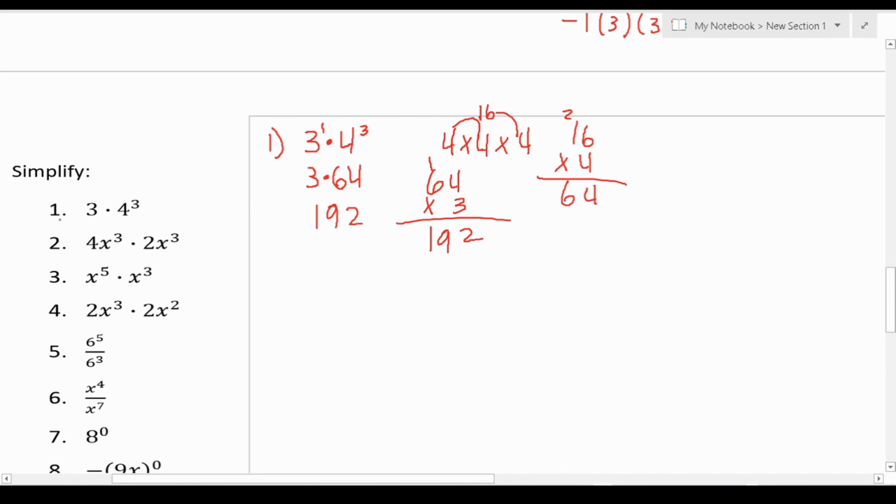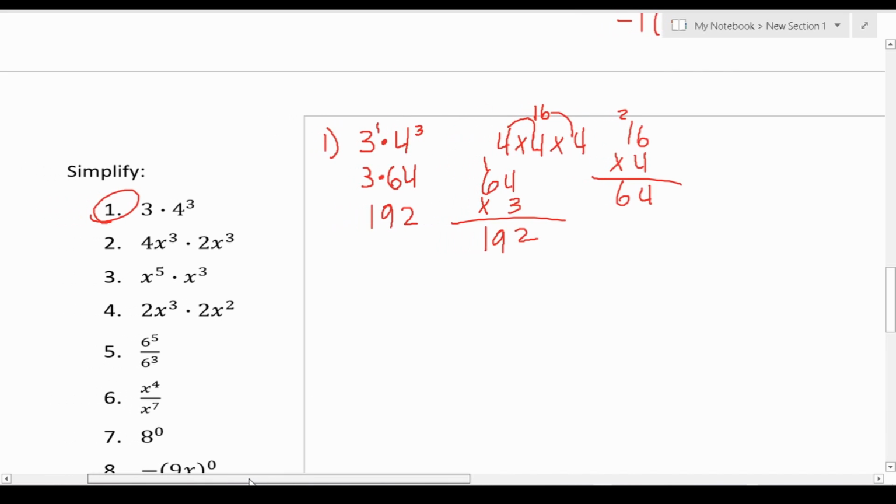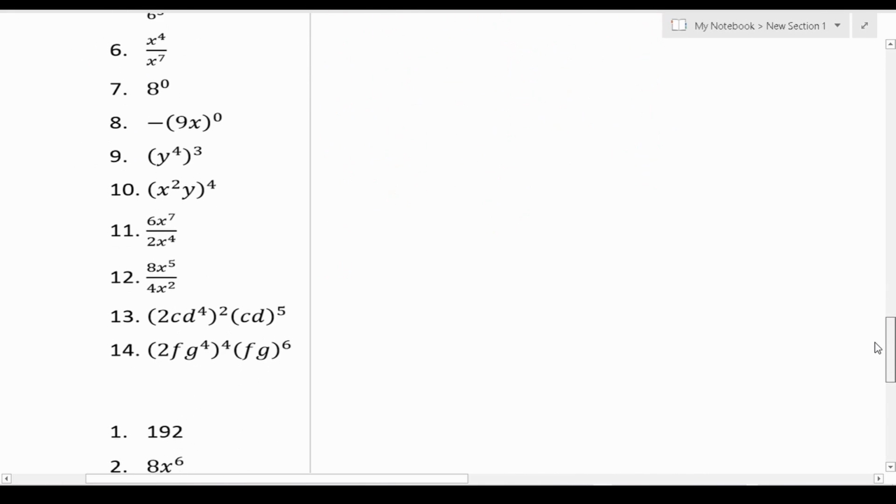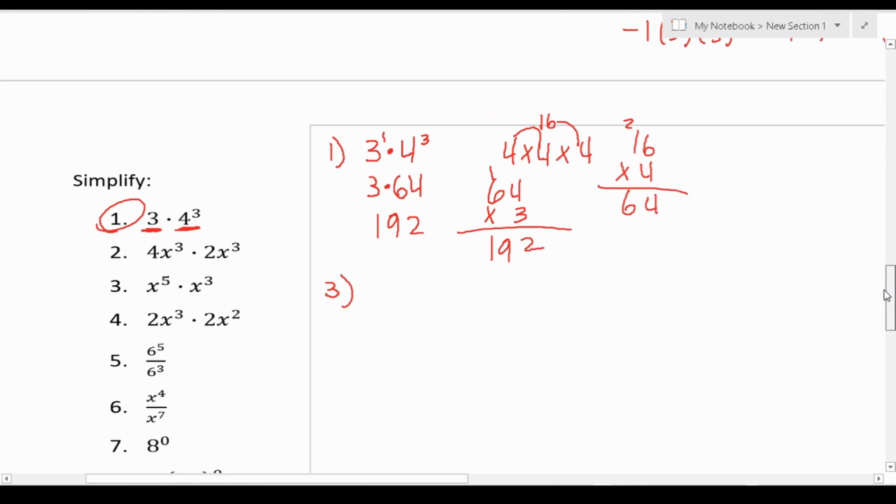We didn't use any of the laws of exponents. We simply worked out these exponents. Okay, so just be mindful of that. In order to apply the laws of exponents, the bases must be the same. And let's go ahead and see how many are in this column.